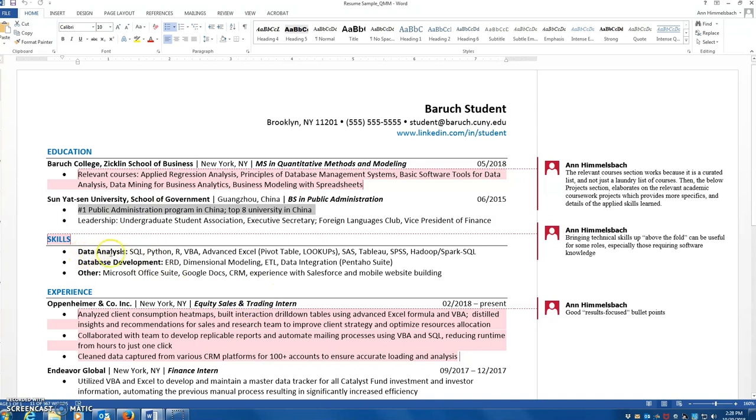So in the skills section, they have enumerated the types of software that they are familiar with, and they've also categorized it, so it makes it easy for the person who is reading it to be able to quickly hone in on the software that they need for this particular role.